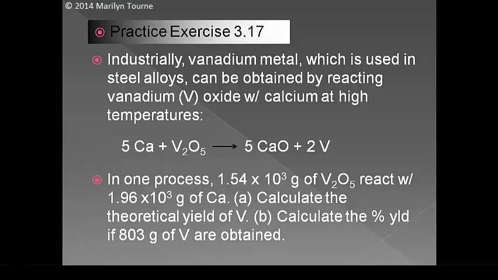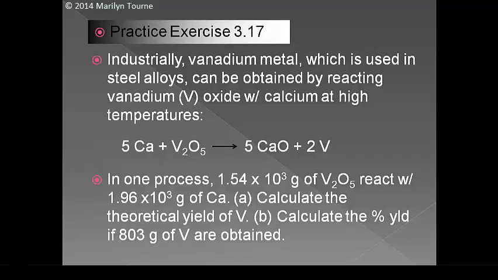In one process, 1.54 times 10 to the third grams of vanadium(V) oxide react with 1.96 times 10 to the third grams of calcium. A. Calculate the theoretical yield of vanadium. To answer this problem, you have to find out first which one is the limiting reagent. Once you find out the limiting reagent, you take that amount in grams and figure out the theoretical yield.